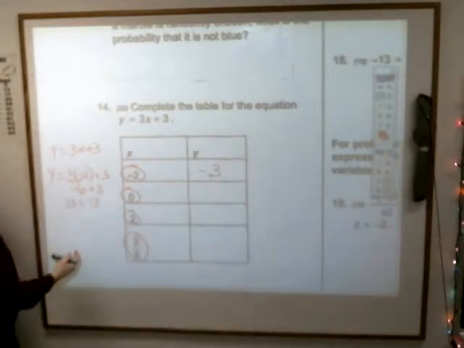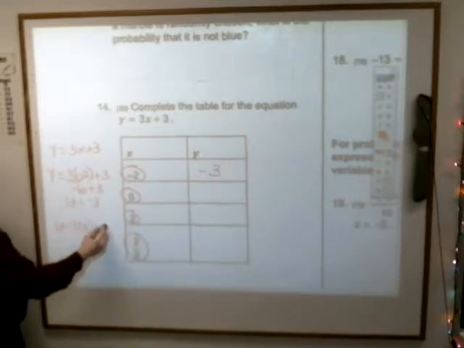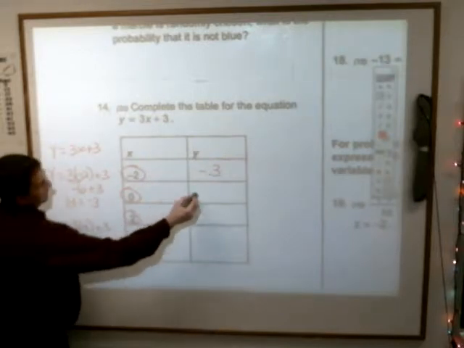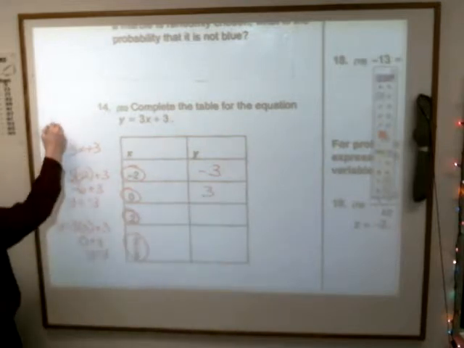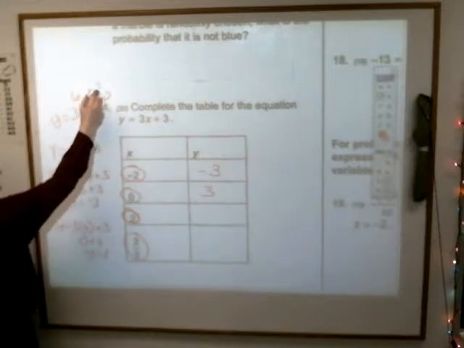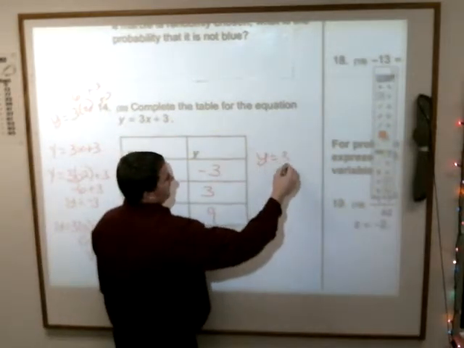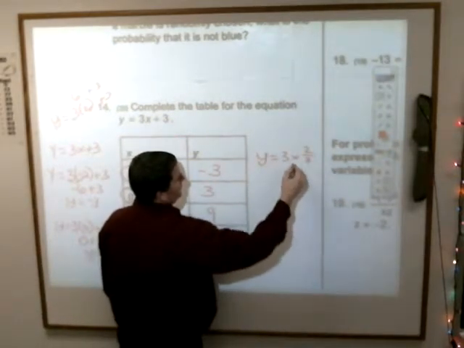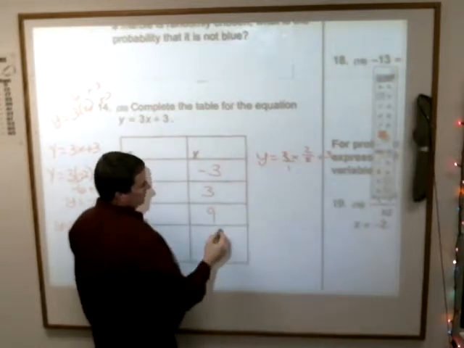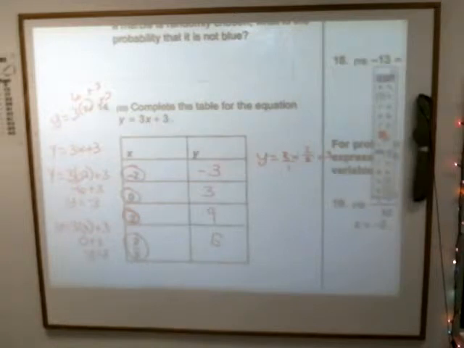And you have to do the whole thing again for 0. Y equals 3 times 0 plus 3. 3 times 0 is 0, 0 plus 3 is 3. Then you do the same thing with 2. Y equals 3 times 2 plus 3. Well, 6 plus 3 is 9. Do the same thing for 2/3 and it's going to cross out nicely. 3 times 2 over 3 plus 3? These cross off. You're left with 2 plus 3 and that's 5. Got that? Make sense?